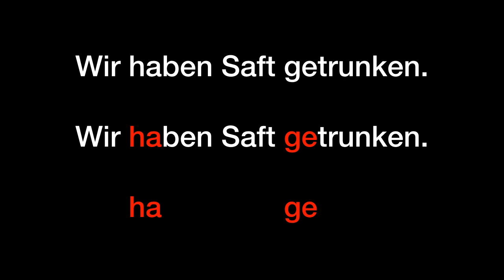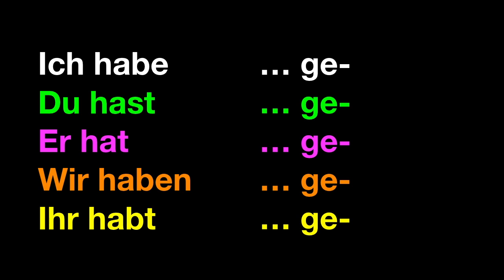You get used to this. We have wir haben Saft getrunken, we have drunk juice. So again, you have the form of haben up front and the GE verb at the end. That's the pattern we learn, and that covers 90% of your verbs. This is a pattern you want to have clearly identified in your brain. Like I said, 90% of the verbs work with this, but then there's always the exceptions.